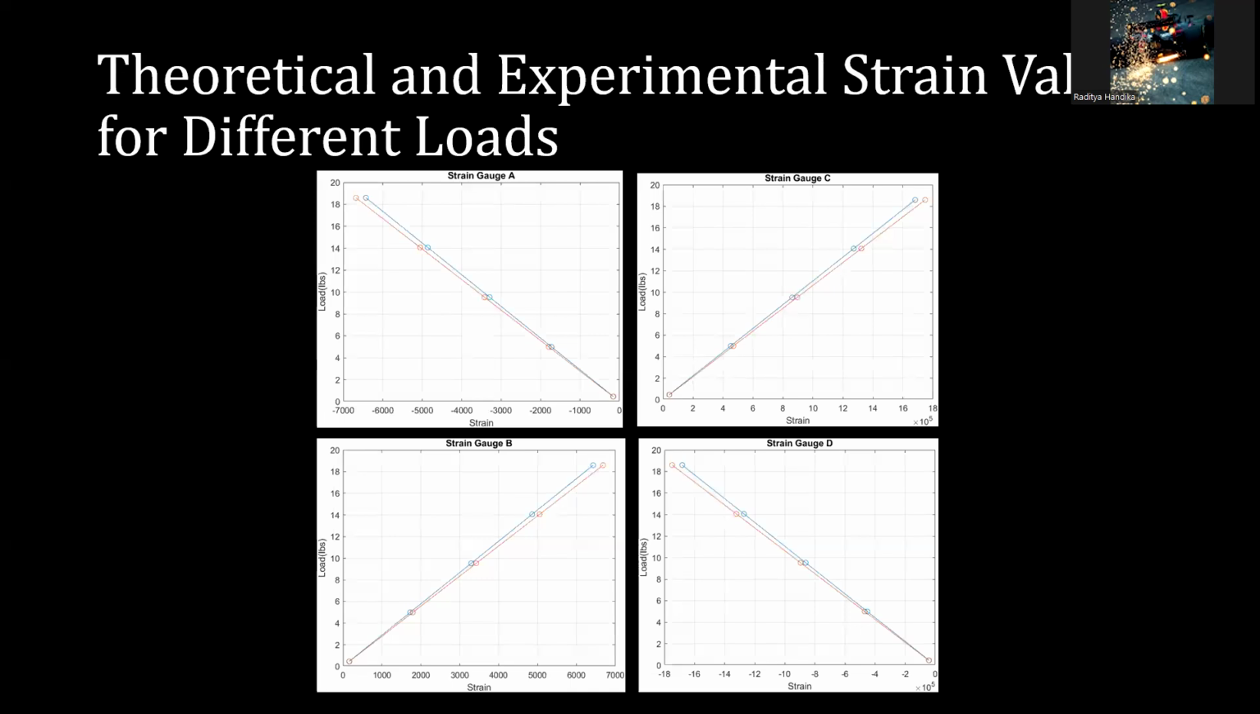And in this slide, we compare the theoretical strain value calculated using the derived strain formula and the experimental strain value obtained from the experiment for each uniaxial strain gauge, which is A, B, C, and D. And the results show a small error between the theoretical and experimental value, and the small error is due to the minimal difference in the mechanical properties value that we already calculated in the previous slide, which is the elastic modulus.